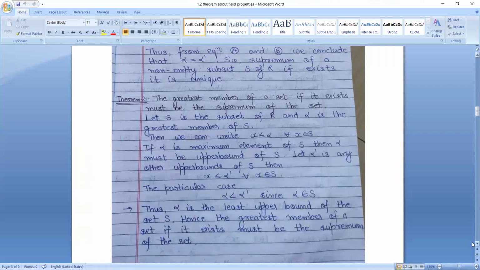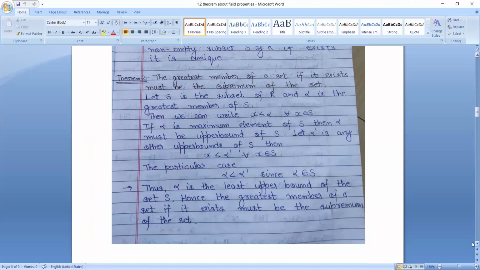Now the next theorem: the greatest member of the set, if it exists, must be the supremum of the set. Let S be a subset of R and alpha the greatest member of S. Then x is less than or equal to alpha for all x belongs to S. So alpha is an upper bound of S. Let alpha dash be any other upper bound of S, then x is less than or equal to alpha dash for all x belongs to S. In particular, alpha is less than or equal to alpha dash, since alpha belongs to S. Thus, alpha is the least upper bound of the set. Hence, the greatest member of the set, if it exists, must be the supremum of the set.